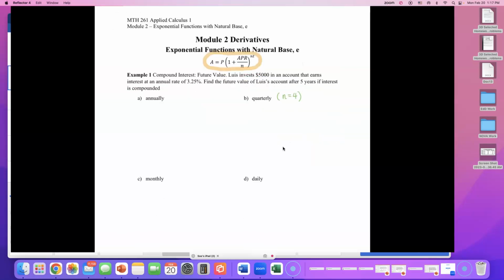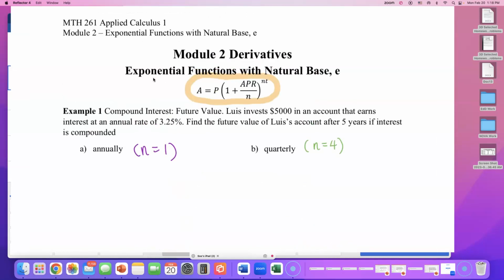What about if it's daily? How many days do you have in a year? Well, there are 365 days in a year. So for daily, you will do N equals 365. Okay? Now, for monthly, you will need 12 because there are 12 months in a year. But what about annually? How many years do you have in a year? Kind of silly question, right? You just have 1 year in a year. So for these compounding situations, you will have to identify what N is, but everything else will be given to us in this example.